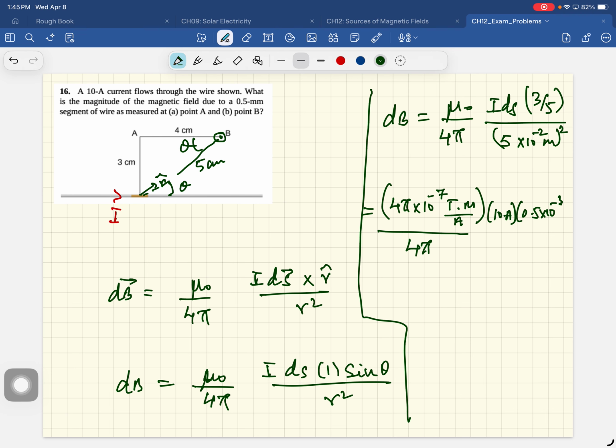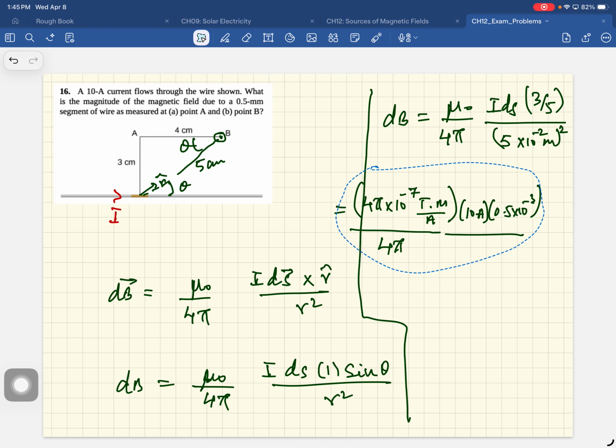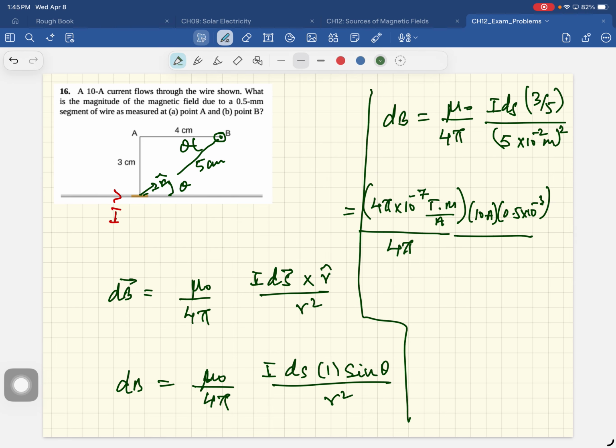And again, you always use your right hand. If you stick your fingers in the direction of the current, your thumb points in the direction of the magnetic field. So for this element, you can also see it from ds cross r hat: if you turn the screw this way, the field will be coming out of the sheet. So this arc will produce a field coming out of the sheet, and by similar argument, this arc will produce a field into the sheet. Okay.